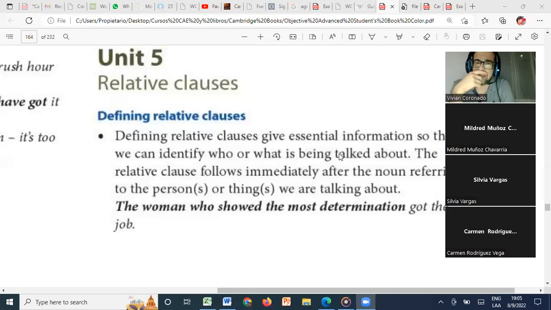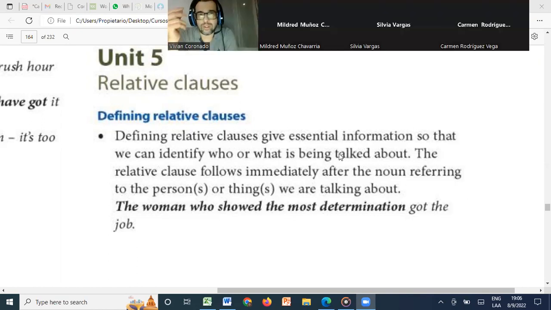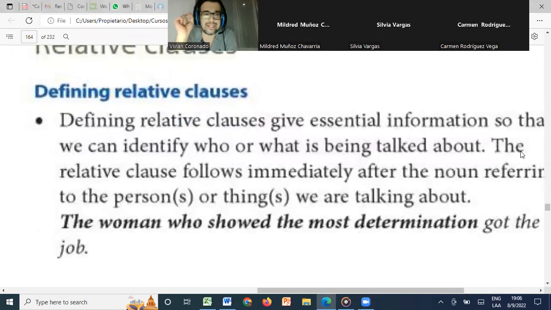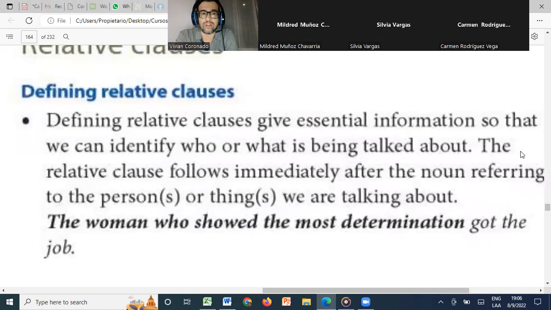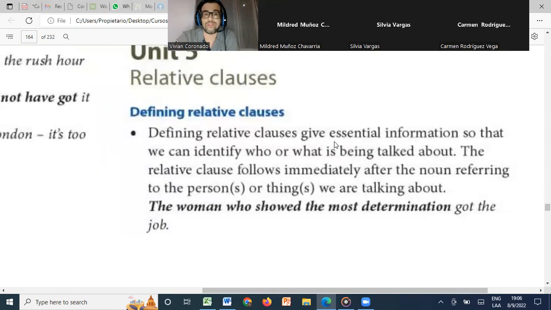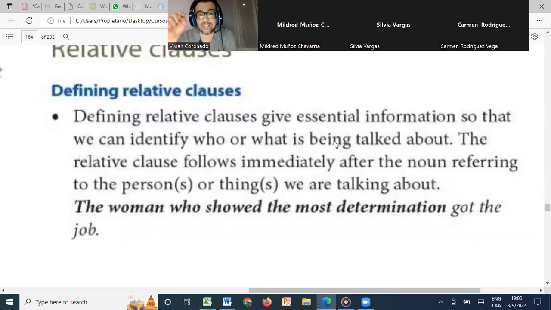Okay, we're going to see today these famous relative clauses, and we are going to divide these relative clauses in two, right? We're going to start with defining relative clauses, right? So defining relative clauses give essential information so that we can identify who or what is being talked about. The relative clause follows immediately after the noun referring to the persons or things we're talking about.